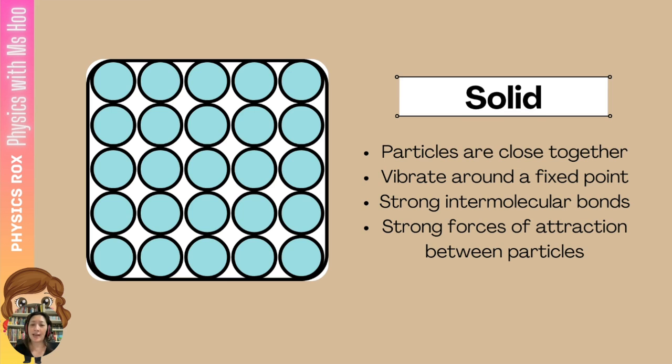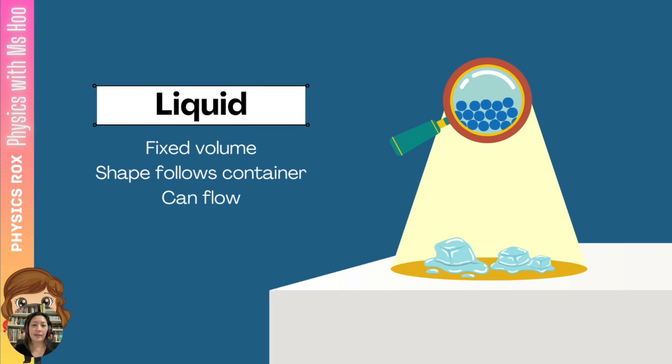Next, let's look at a liquid. Liquids also have a fixed volume. However, the shape is not fixed. The shape of liquids follow the container. And because the shape follows the container, that's why they can flow.